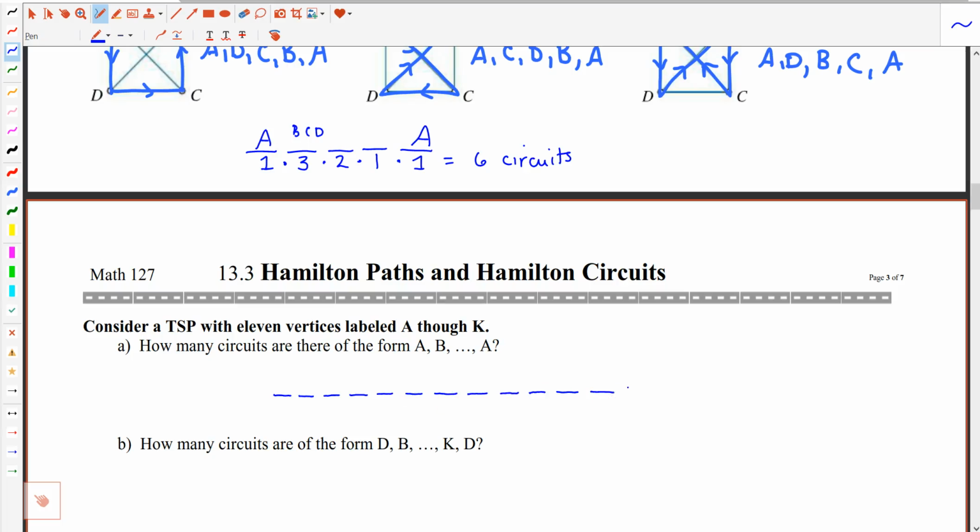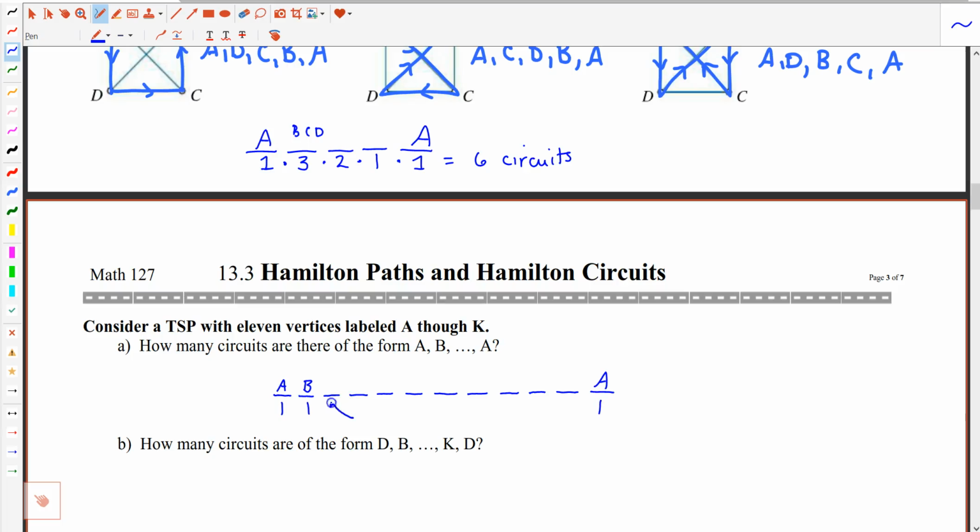Let's go ahead and figure out how many possible circuits I can get here. At this point, I have to start at A, so there's 1 possibility there, and I have to go to B next, so there's only 1 possibility there. Now here's where I'm going to have all the other vertices I have to go to, and then I have to come back to A. So again, there's only going to be 1 possibility there.